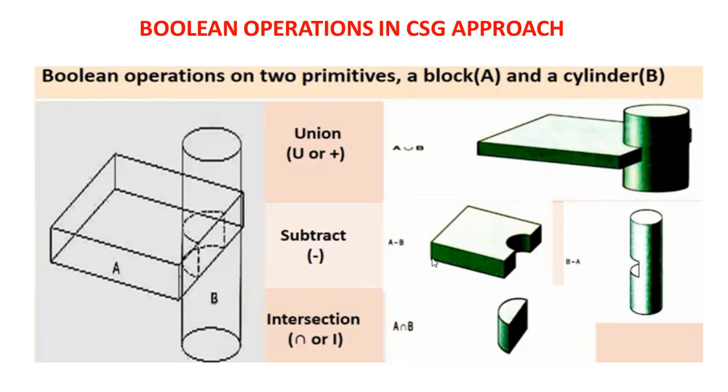Similarly, when you perform A minus B, such type of object will appear. When you perform B minus A, such type of object will appear. Then when you perform A intersection B, you will get such type of object. So these are the Boolean operations in the constructive solid geometry approach.